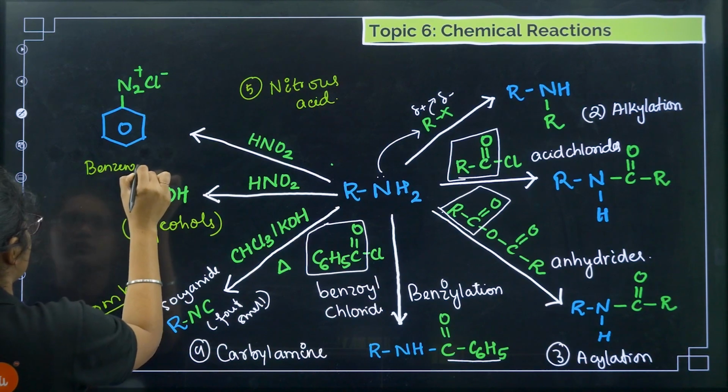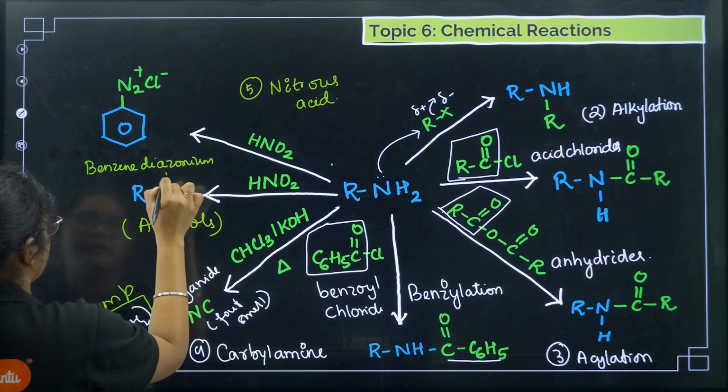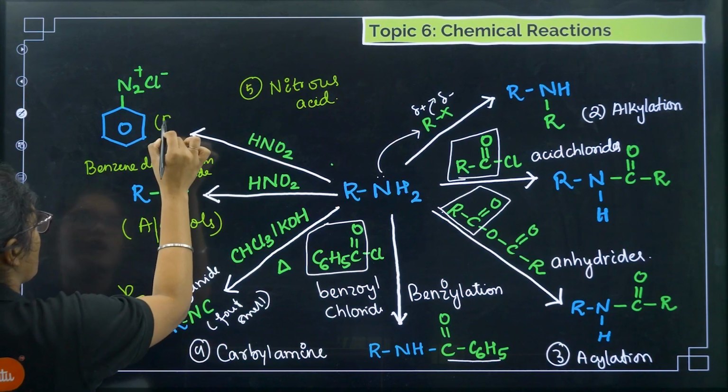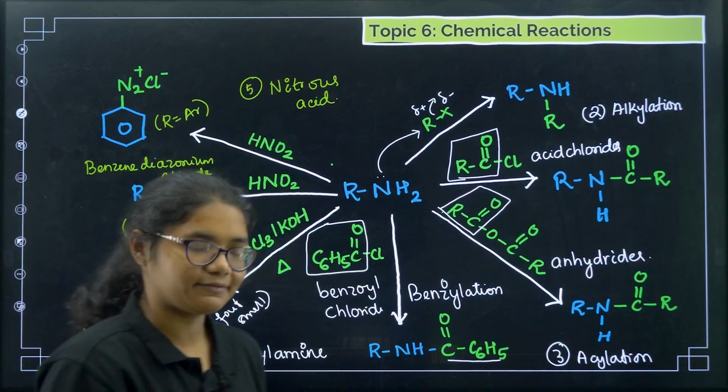Benzene diazonium chloride. Okay, for this what should be the condition? The R should be an aromatic ring. Clear? Let us revise once again.